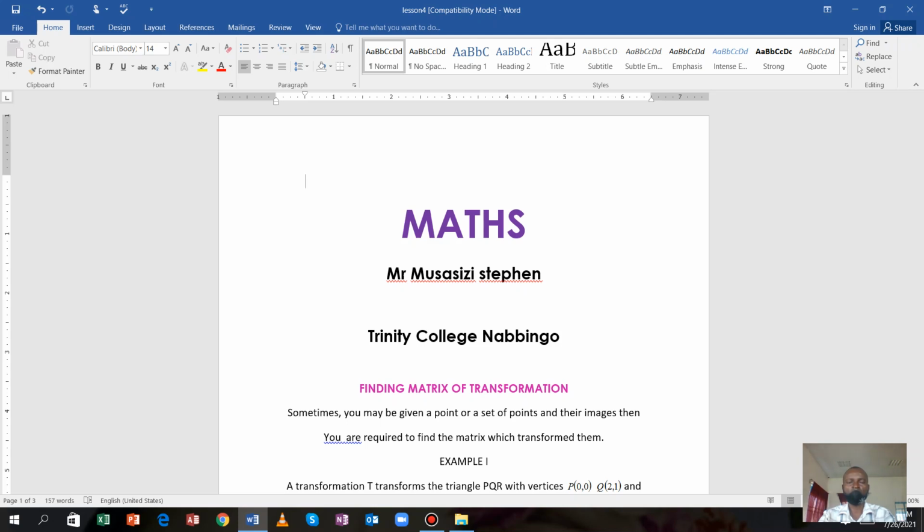handling the fourth topic on transformation. This time we are not going to look at the image points, how to get the image points like we have been doing for a point, of a line, and polygons, triangles, and so on. So I want us now to find the matrix this time of the transformation.